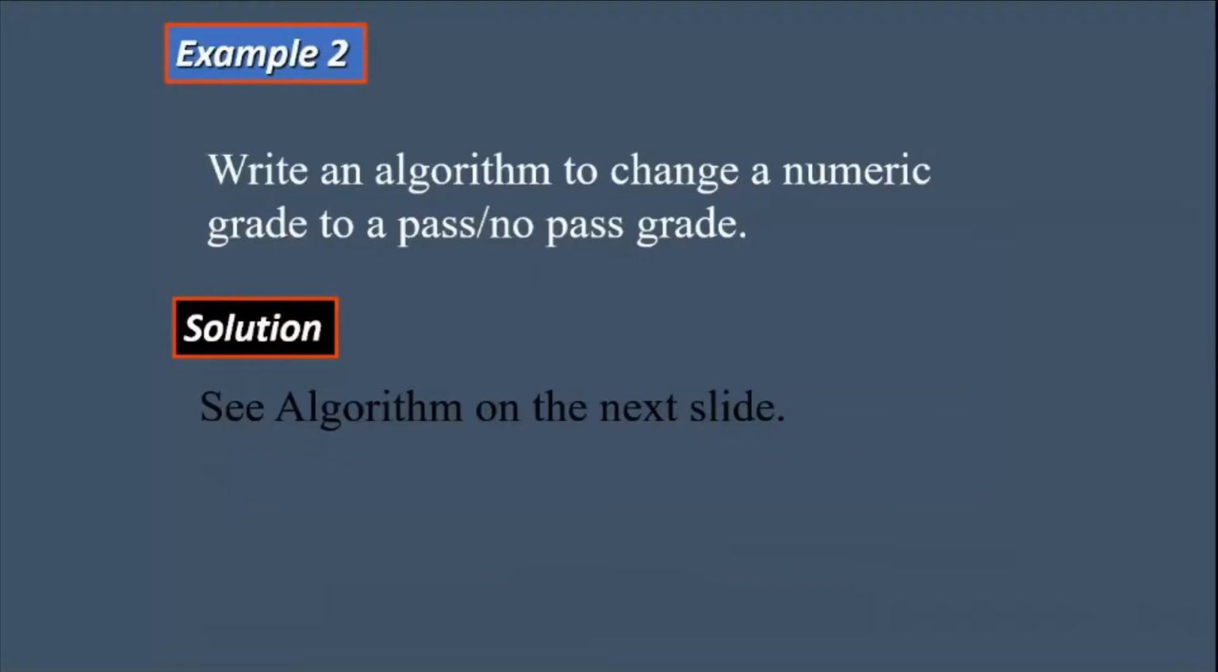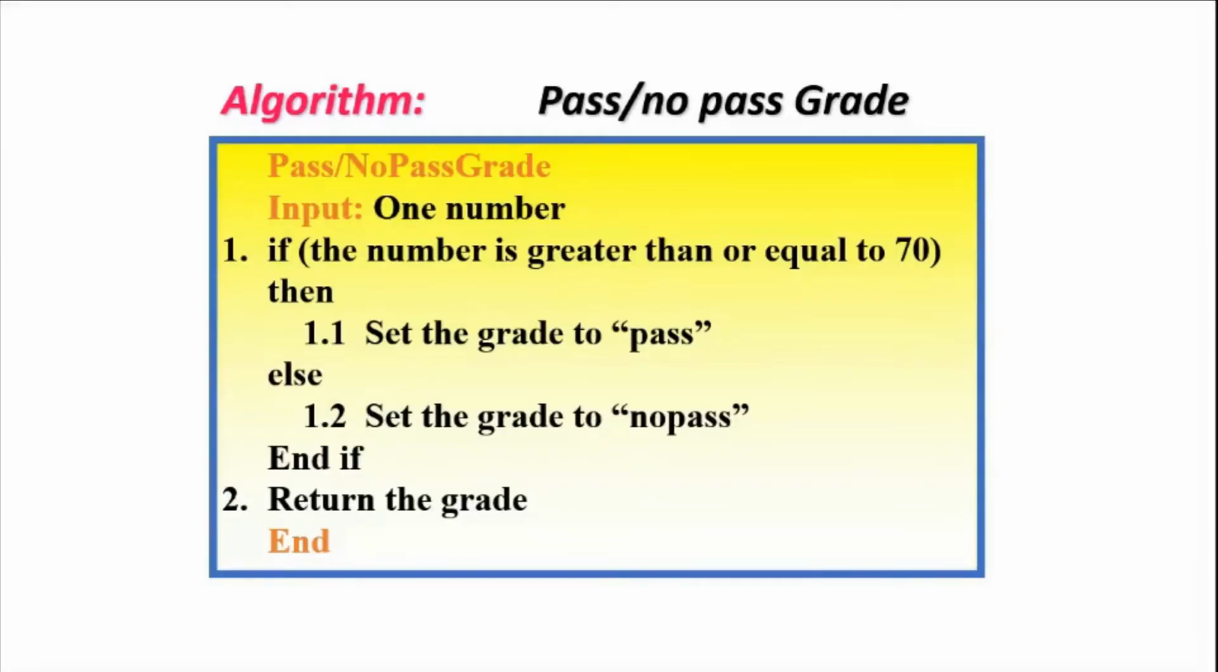Now, in the next example, write an algorithm to change a numeric grade to a pass or no pass grade. That is, a specific mark, a numeric value, is given. It has to be checked whether a student with that particular mark has a pass grade or no pass grade. So for that, what we have to input is one number, that is the mark of that particular student.